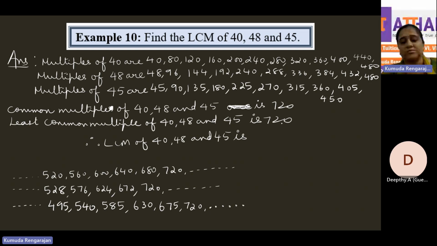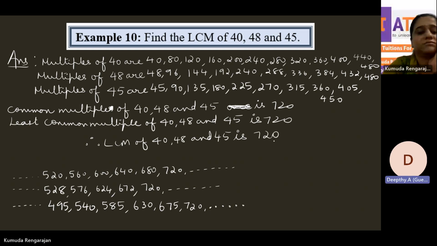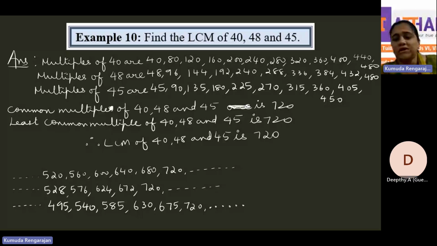Therefore, LCM is 720. Ma'am, you have written only until 480 for 48. So should I tell more than that for reaching 720? No, I continued here. I told you. See, after 480 for 40 and 48, and after 450 for 45, I've continued here. Huh? Where have you continued? Here, down here.